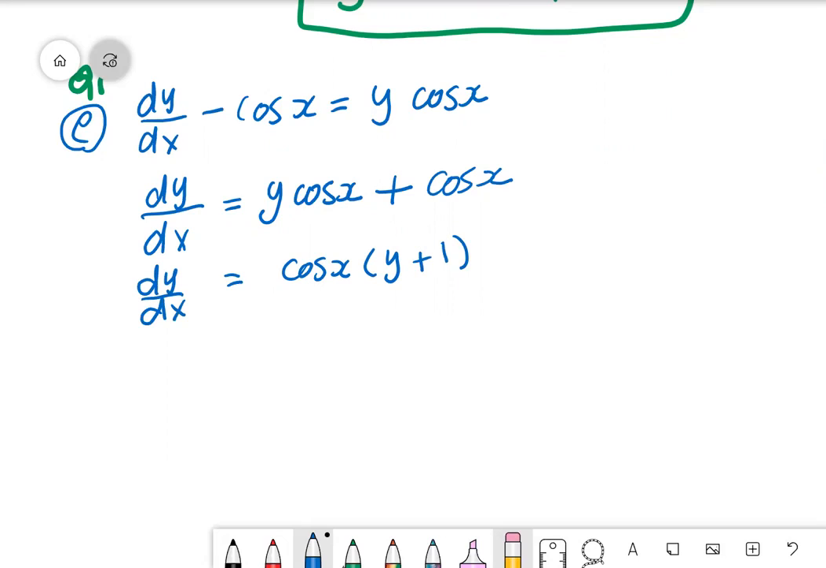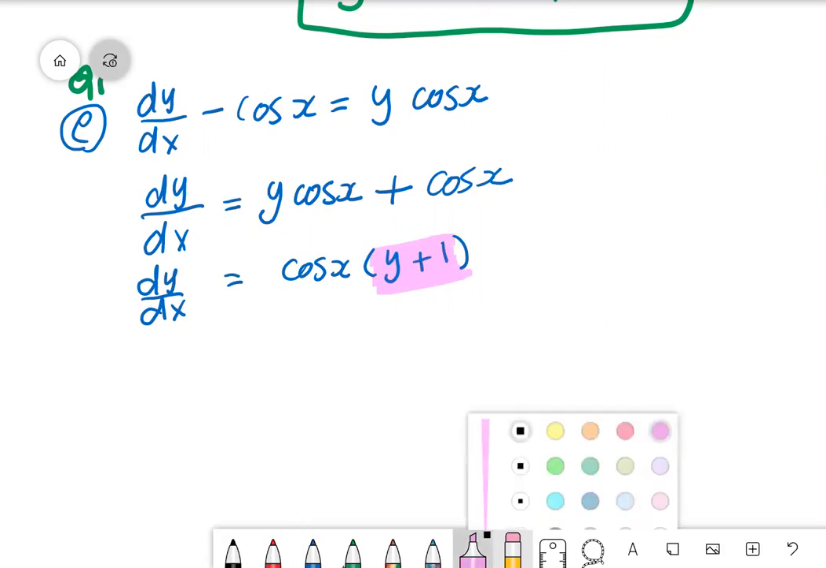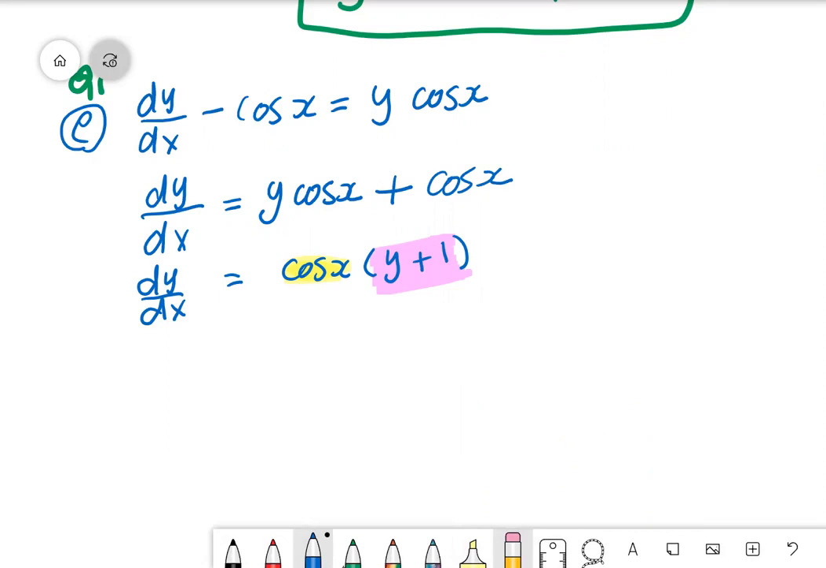Right. So now, as you can see, I have this as y and this as x. So we need to separate x and y. So we will multiply both sides by dx, so I will have dx here. So this is going to be dy over y plus 1. Yeah, so we divide by y plus 1 both sides. So we get dy over y plus 1 equals cosine x dx. So now they are separated.